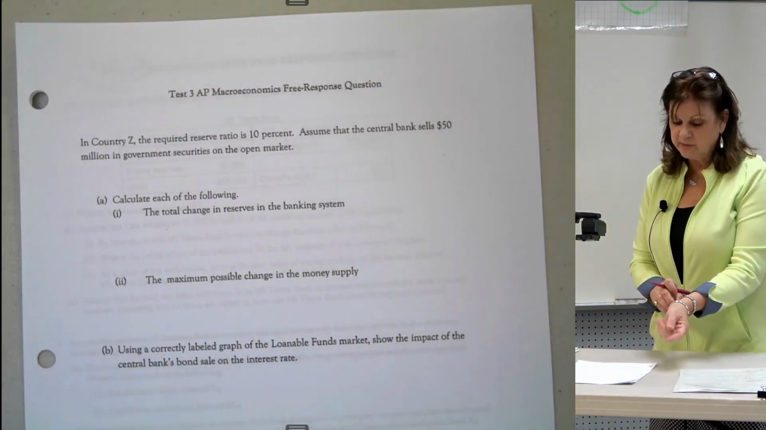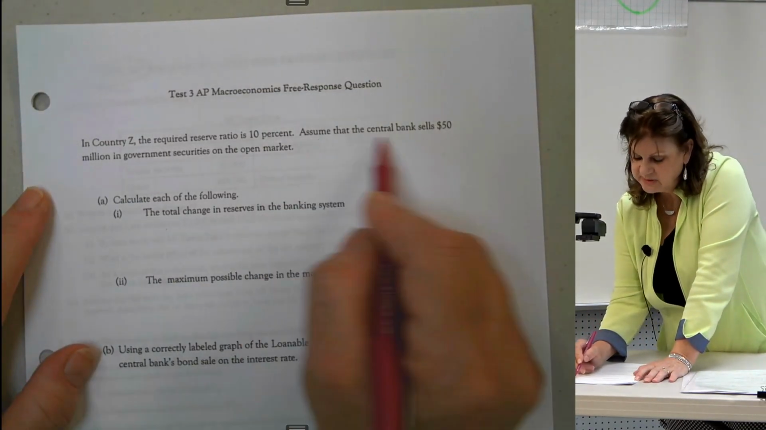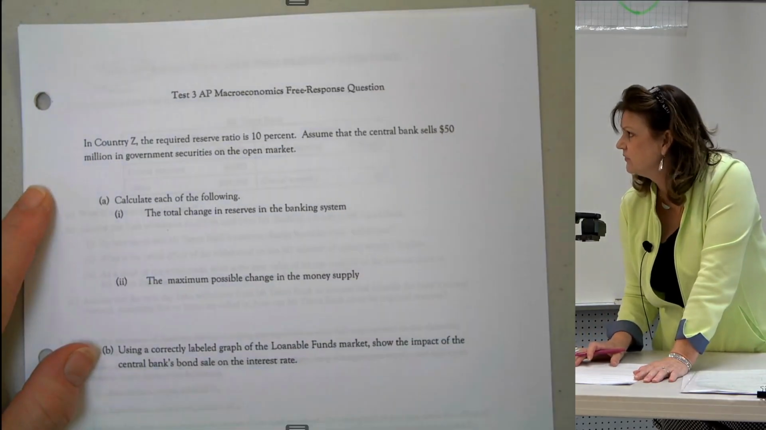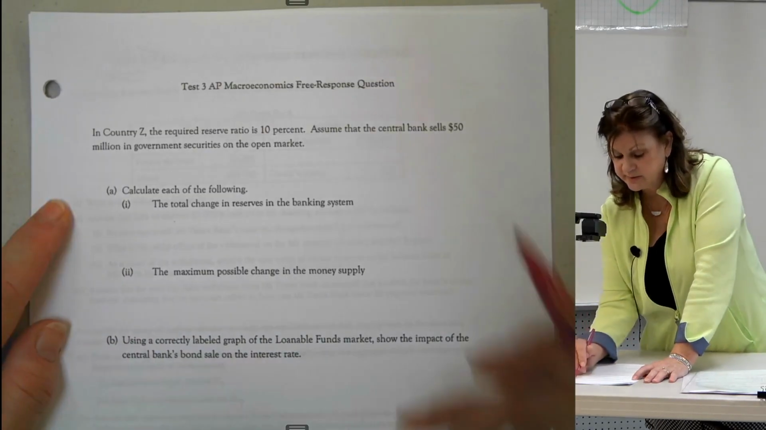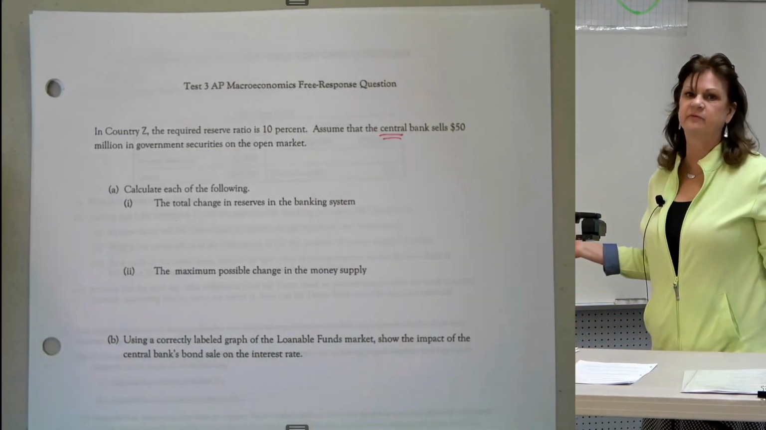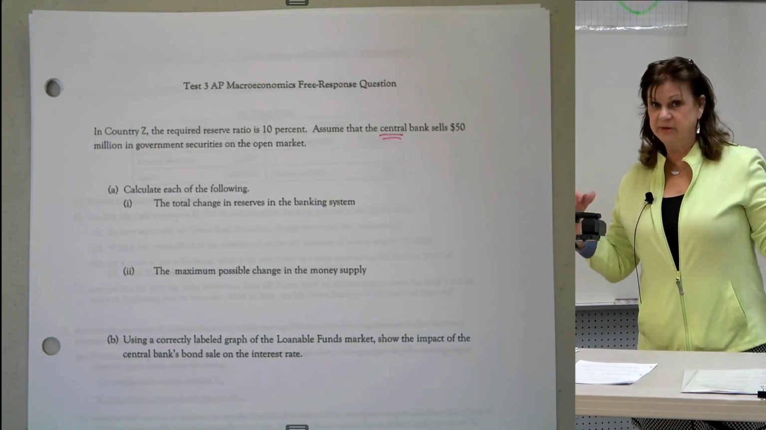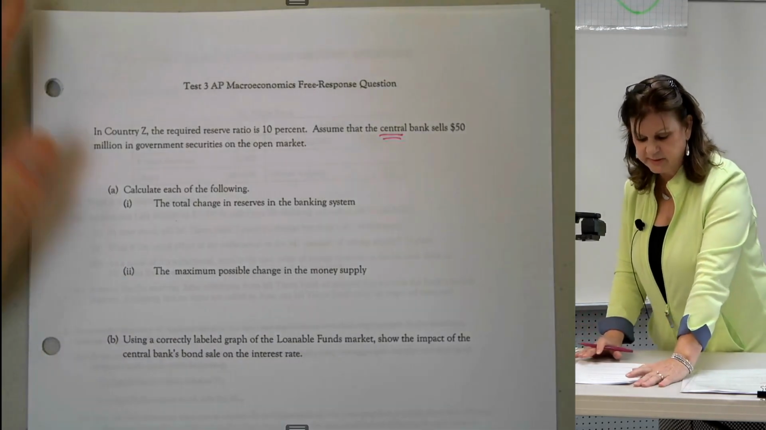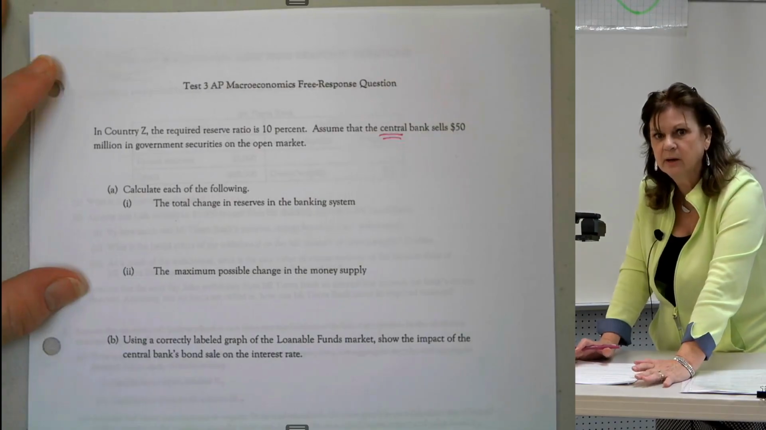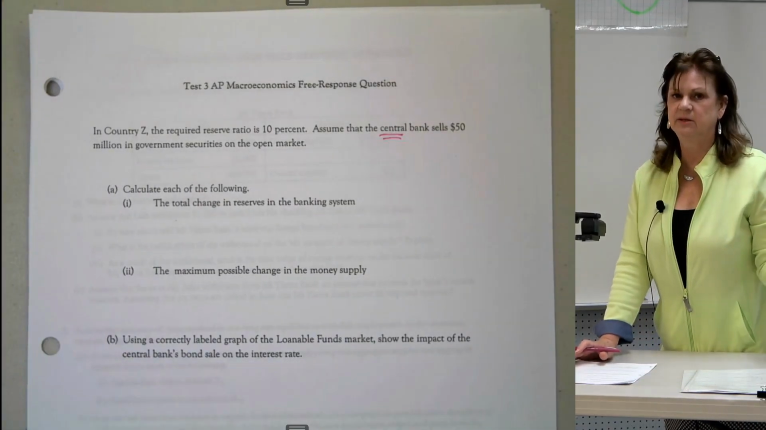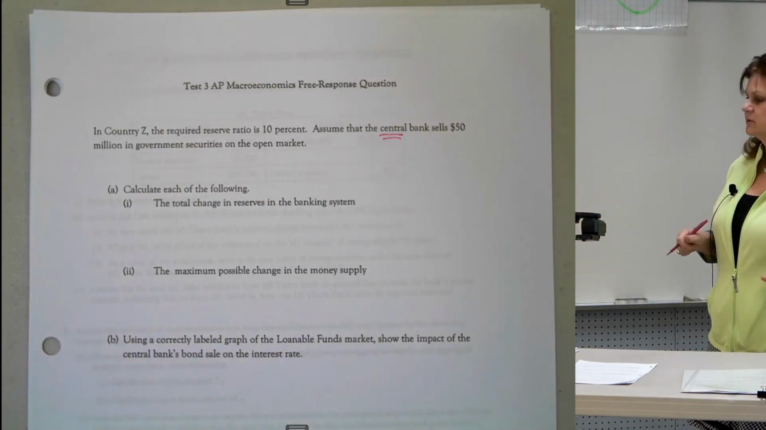Country Z, the required reserve ratio is 10%. Assume the central bank, whenever, it's very rare that AP is going to call it the Federal Reserve. They're going to call it the central bank. It's basically the Federal Reserve of whatever country you're dealing in, and all things being equal, we're assuming that their federal banks work like our central bank does. So you don't have to say, oh, well, gosh, if it's Zimbabwe, it would be different. You don't have to think anything like that. We're assuming all the central banks and all the countries we're talking about are just like our central bank.